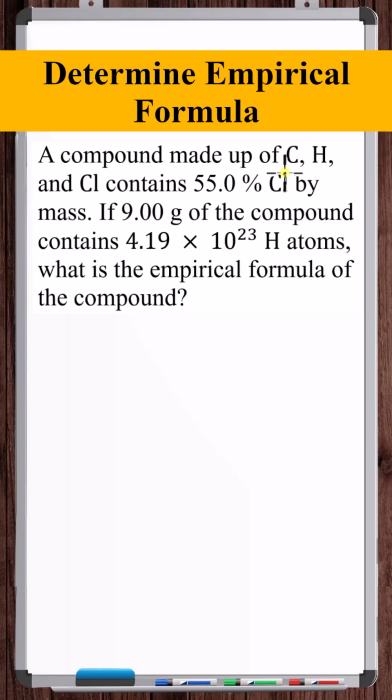the number of moles of carbon, hydrogen, and chlorine. So either the number of moles or the number of atoms, same idea. Let's start by determining the mass of hydrogen atoms in the compound. We've got 4.19 times 10 to the 23rd hydrogen atoms.